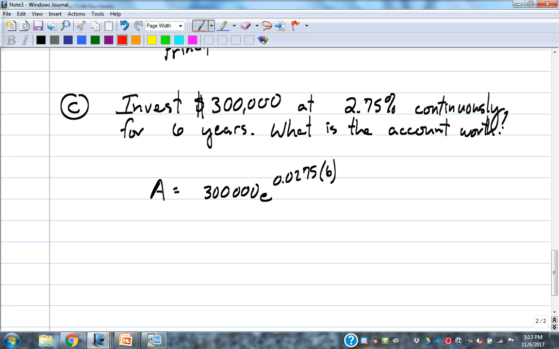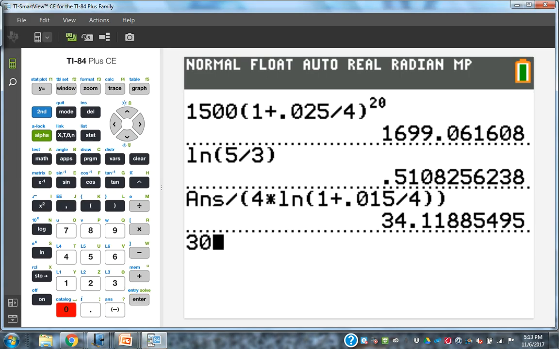And plug it in, work it out. That's all you do. Now, to get the E with your calculator, that's what you've got to really know here. You've got 300,000. One more zero. There we go. And then for E, you hit second, and then the natural log button. And that'll put an E, and then it throws an exponent there. No matter what version of the calculator you've got, it does that.